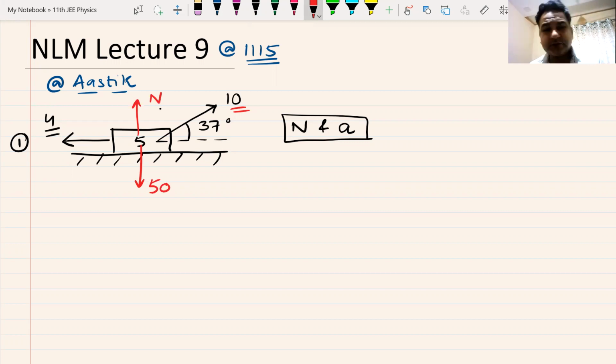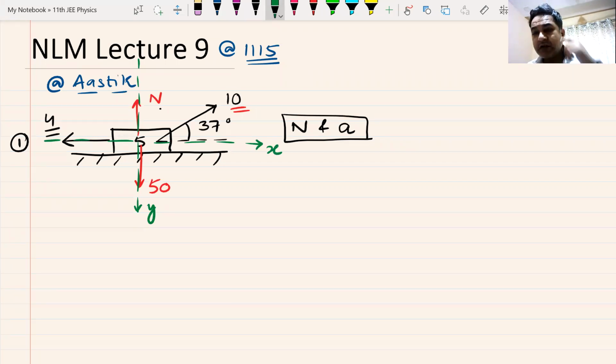What next? Next step, choose suitable axis. What would be my axis here? One axis would be vertical like this, y. One axis would be horizontal like this, x. Now resolve all forces along the given axis. This force is along y, no need to resolve. This force is along y, no need to resolve. This force is along x, no need to resolve. There is one force which is not along x or y, it is going like this. I need to resolve it. This 10 Newtons, I need to resolve it.